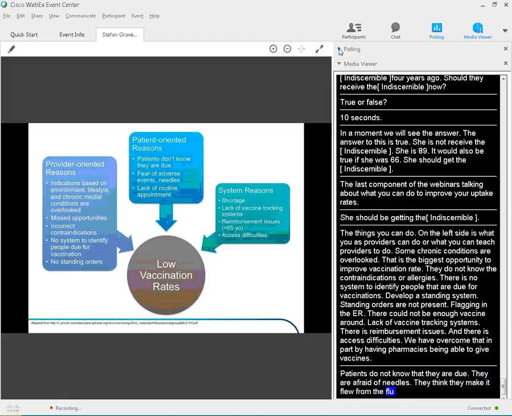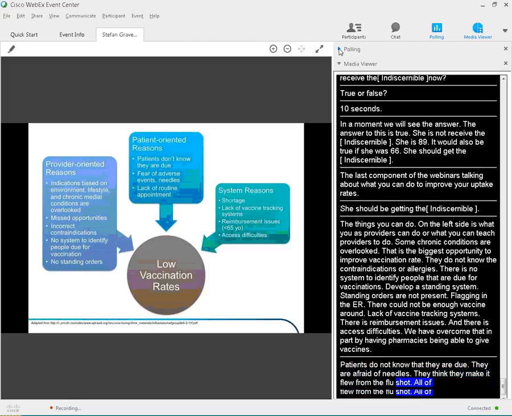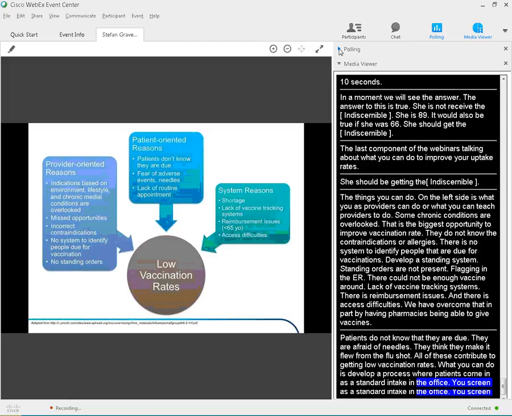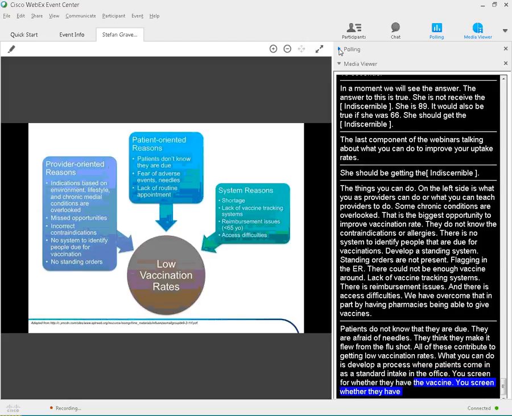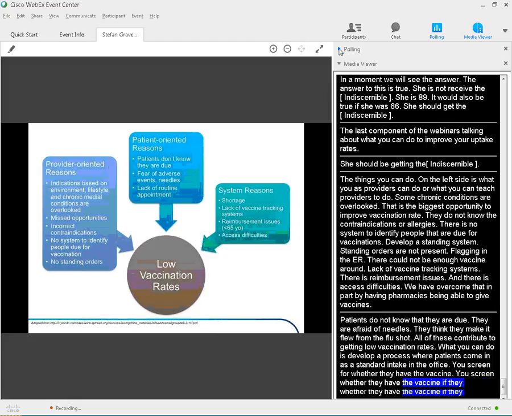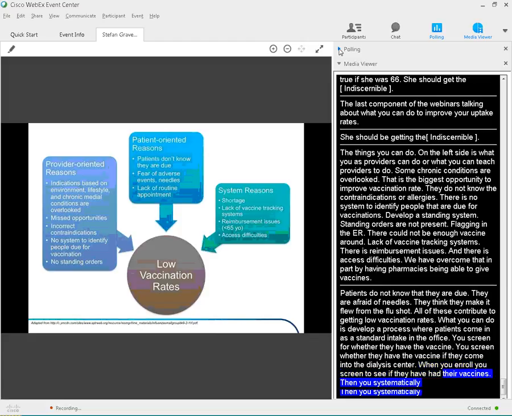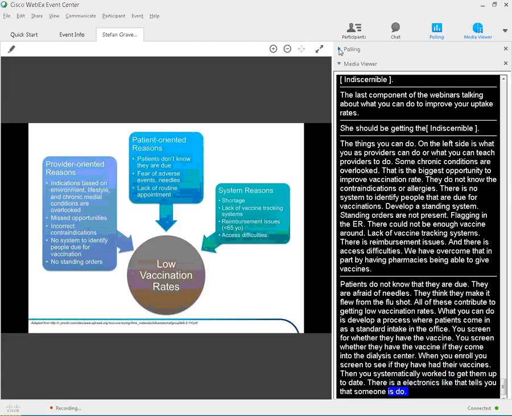What you can do is develop a process where patients come in as a standard intake in the office. You screen for whether they've had the vaccine. When they get admitted to the hospital or nursing home, you screen whether they've gotten the vaccine. If they come into your dialysis center, when you enroll them, you screen to see if they have had their vaccines, and then you systematically work to get them up to date. So there's a sticky note or an electronic flag that tells you that somebody's due, and that stays up until the vaccine is given. Standing order for getting that vaccine given is important.